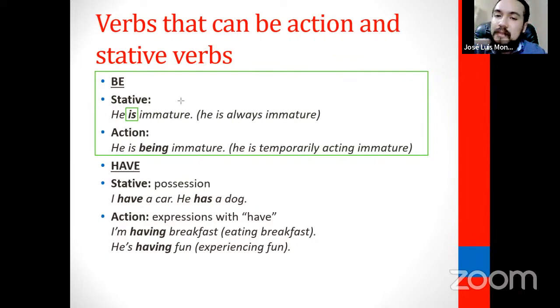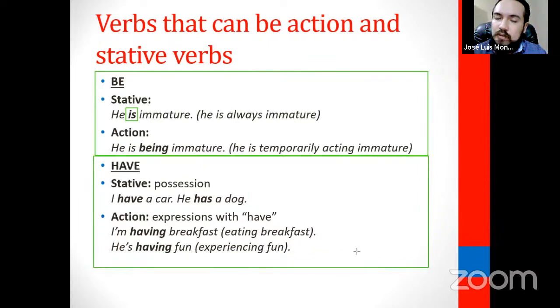Okay, so easy. State, something that you are, stative. Action, you are not that, but you are behaving. You're acting like that. So it's not your state, it's what you are doing. He's being immature. It means that he's acting in an immature way. All right, this is not a state. This is an action.